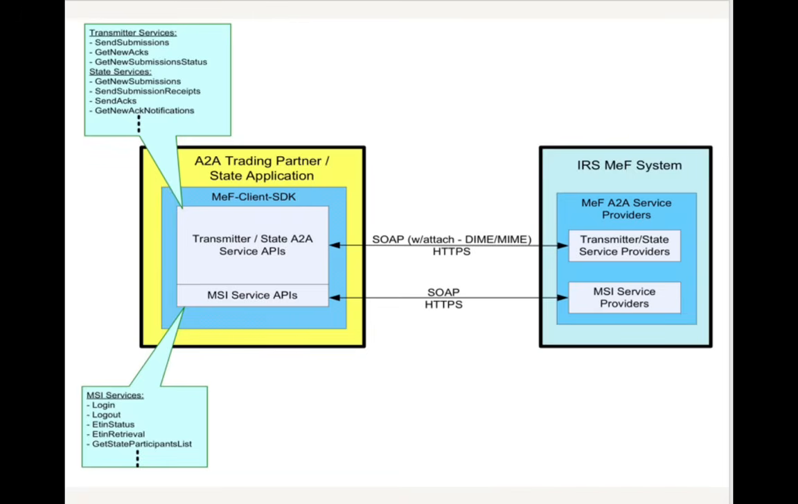So first, let's look at the A2A architecture. In the A2A architecture, the transmitter services have some of the functions like send submissions, get new acknowledgements, MSI services, log on. So these could be used by the trading partners, the transmitters, the state A2A applications, and then again the composition and the communication method is the same. So the header or the message is basically used to communicate with the MeF system.